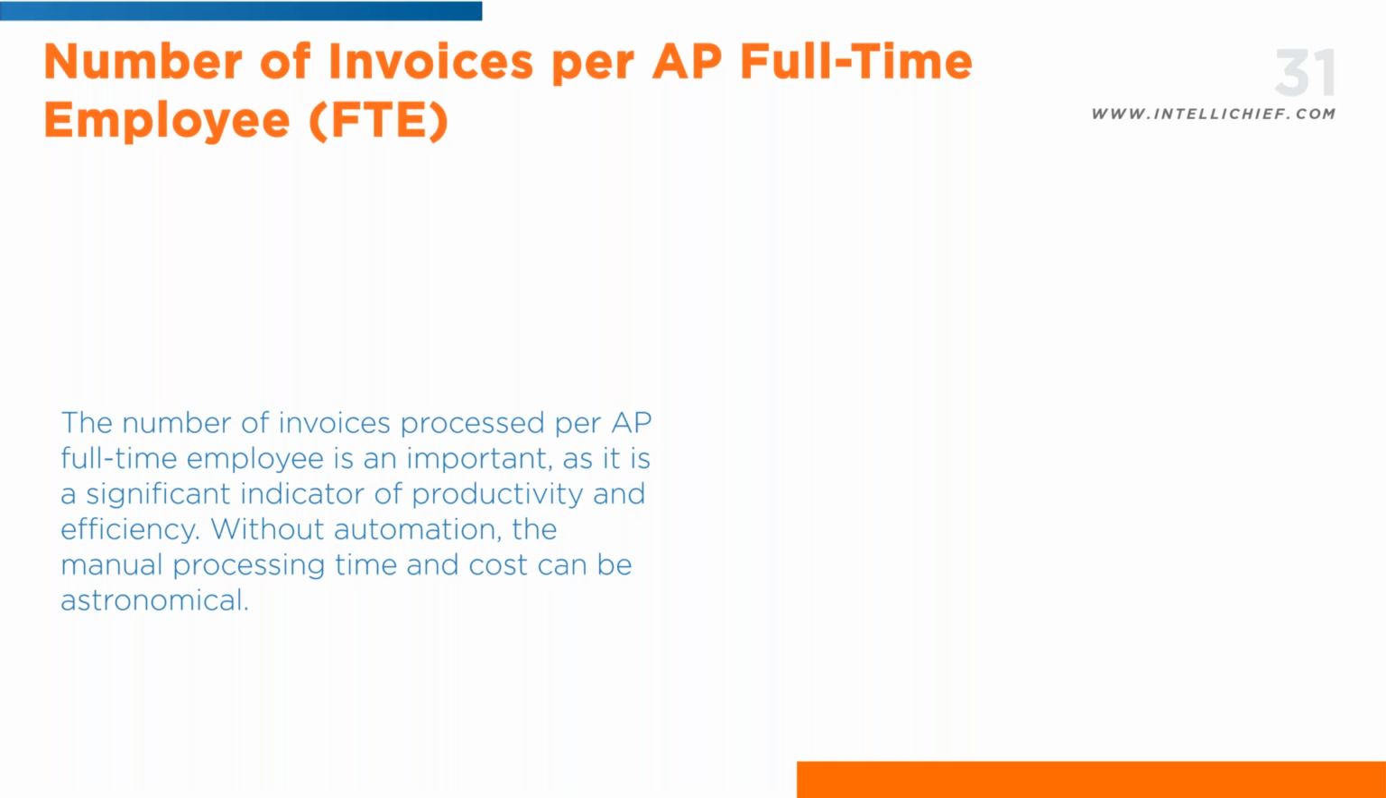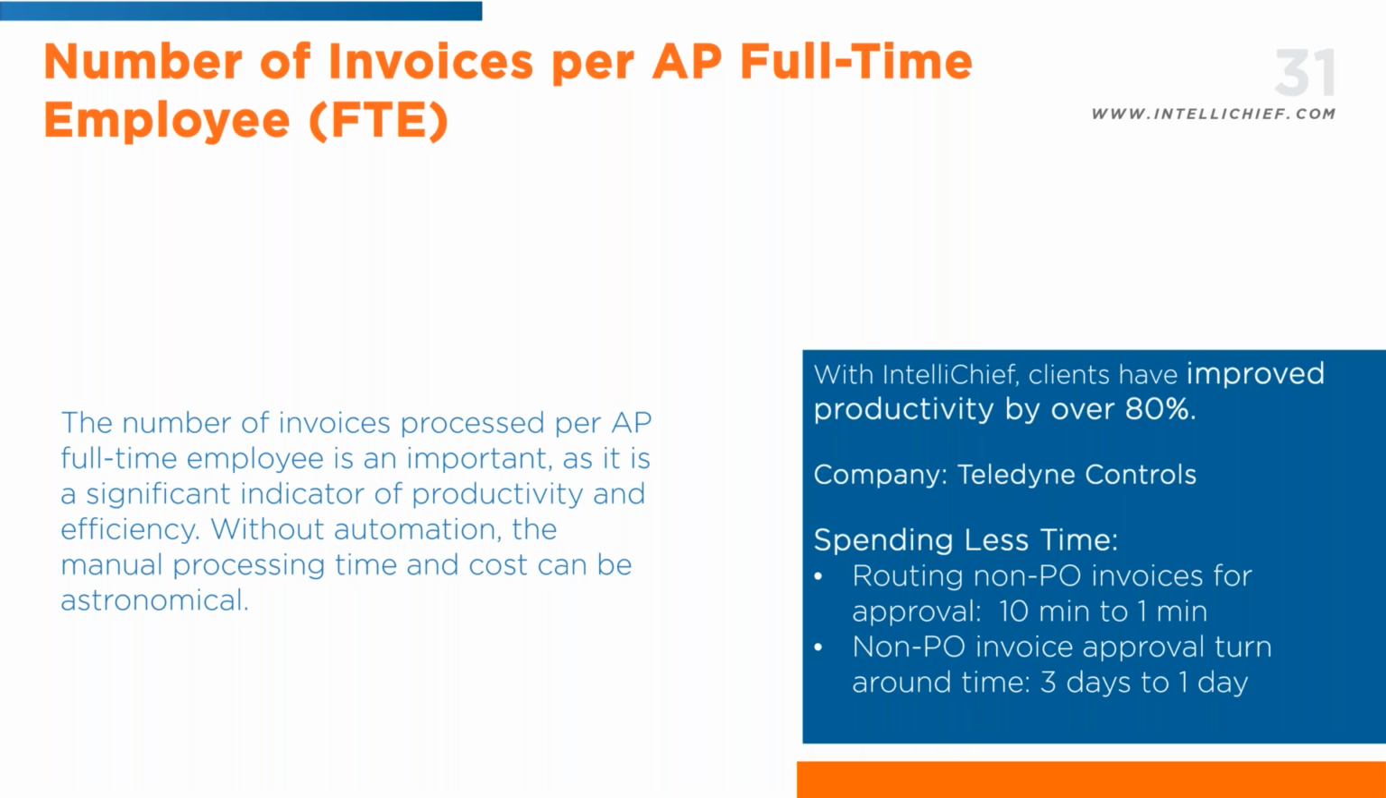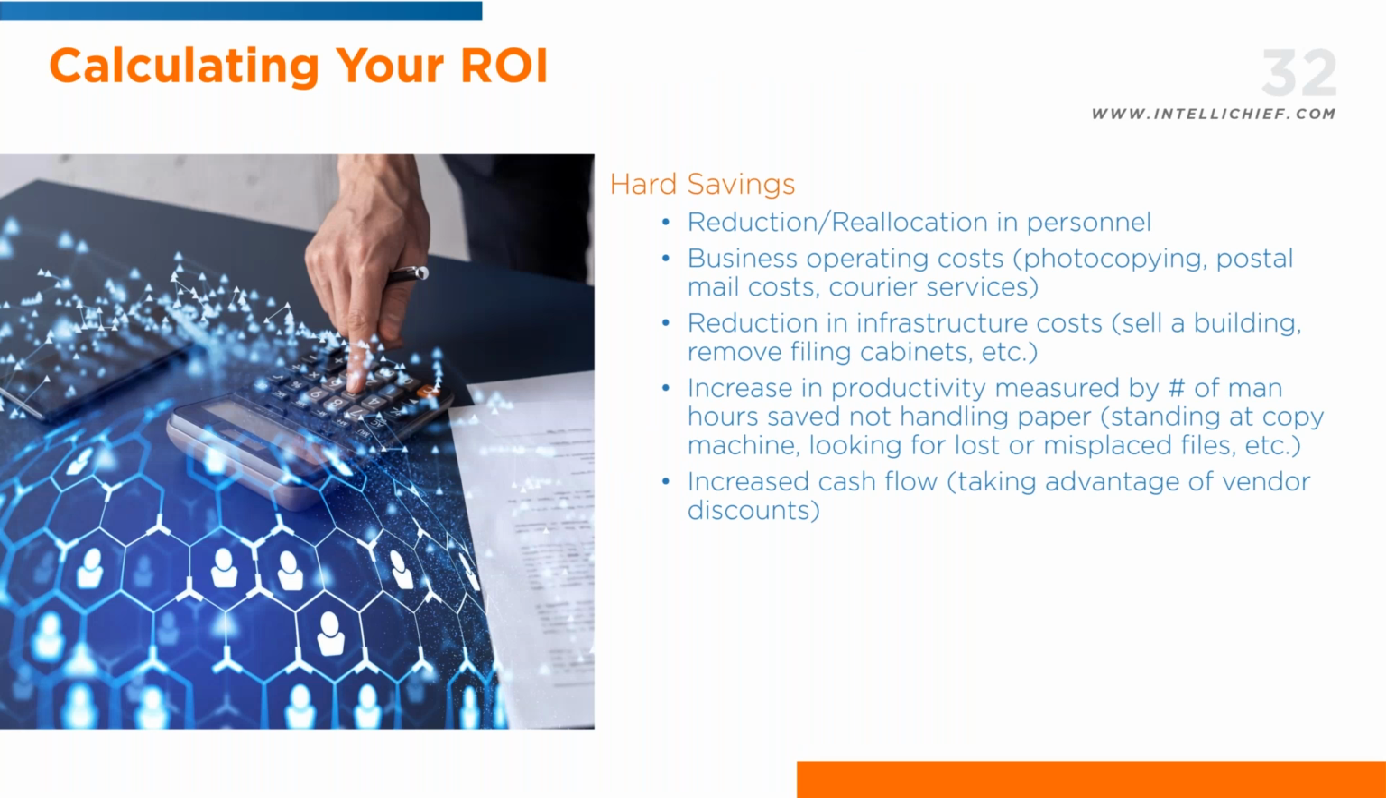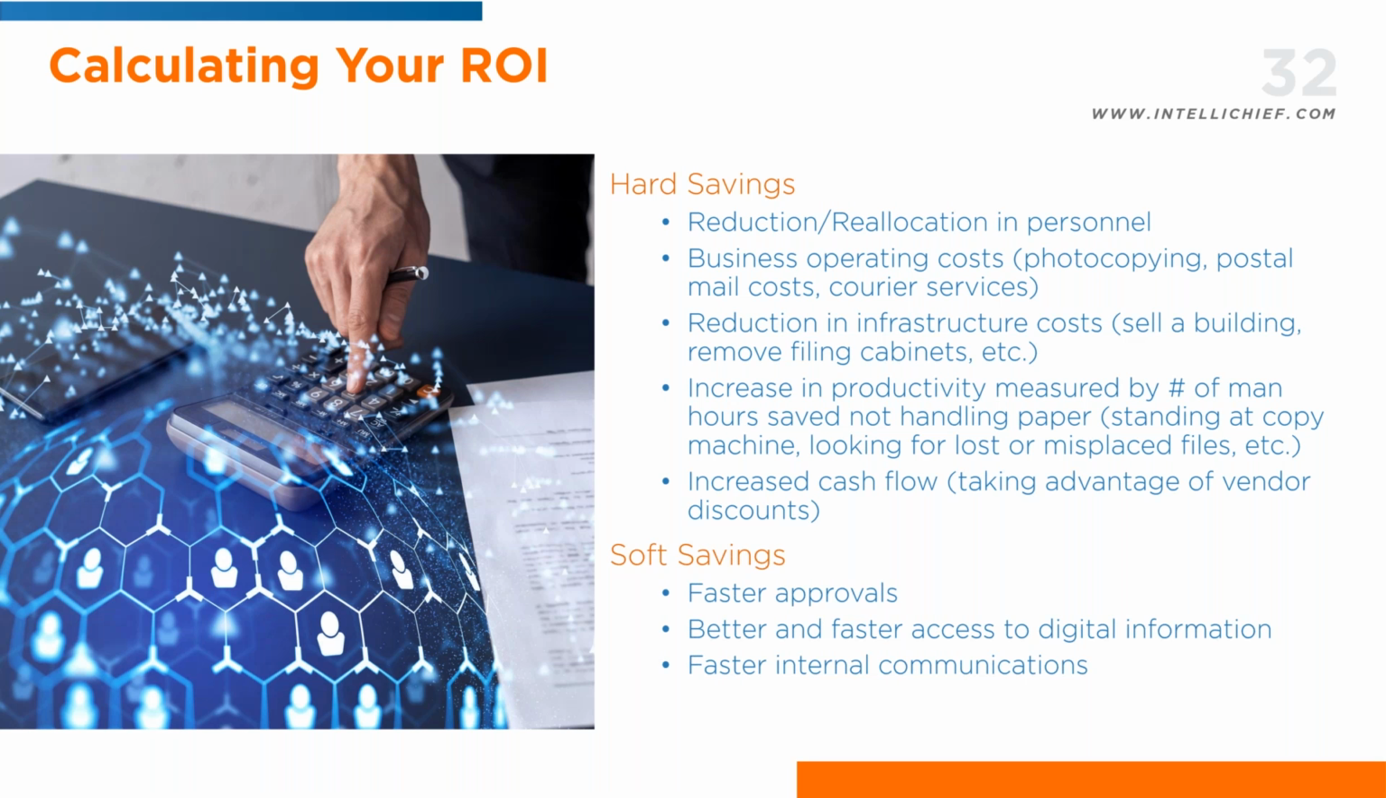Number of invoices a FTE can process, right? That's how many more invoices I can process every time I add a new FTE, maybe 200 more, because I've got invoices coming in with 100 lines on them. So here's an example where we're improving productivity over 80%, just by doing simple things like routing non-PO stuff. So hard savings and soft savings, we know what they are.